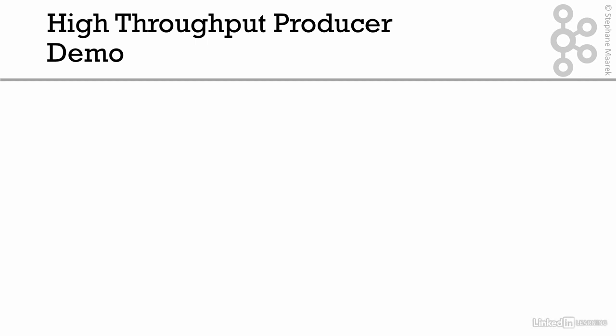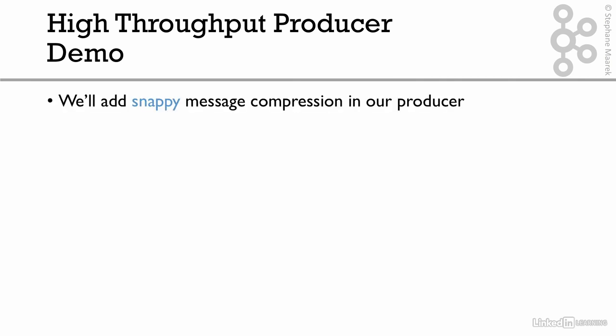So as before, it's time to go hands-on just to make all these new learnings together. And so this time we are looking at a high throughput producer. So we'll add a few things. We'll add snappy message compression to our Twitter producer.